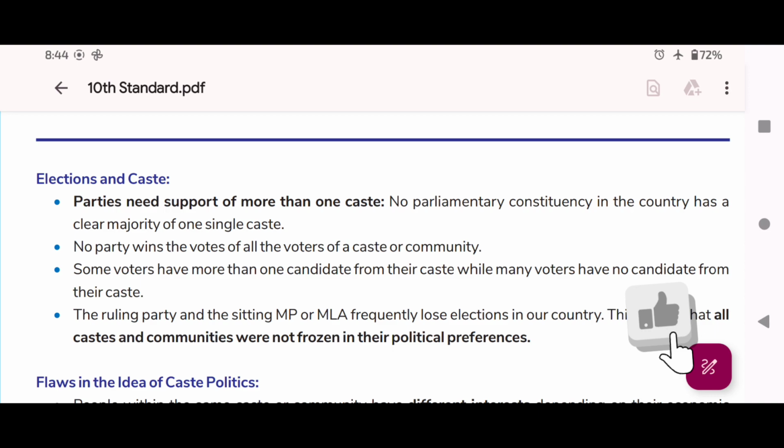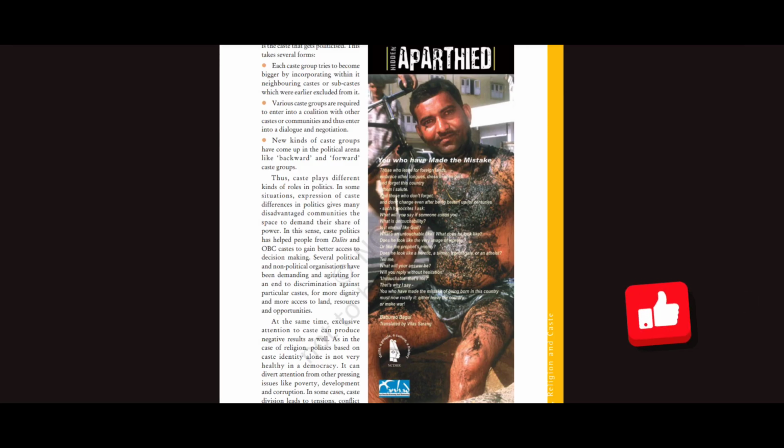So you can see here a figure from your NCERT book. A man who belongs to an untouchable community or caste is doing manual scavenging. This is an example of apartheid in modern India.